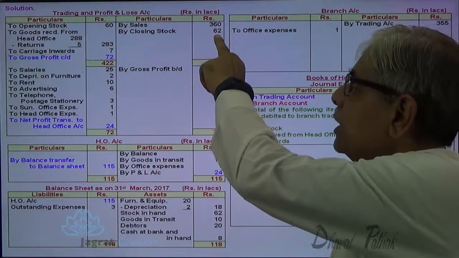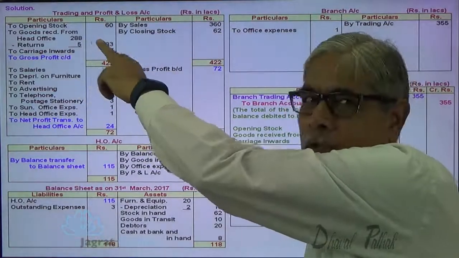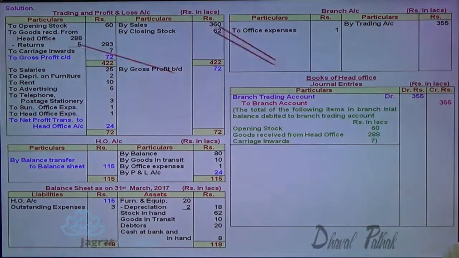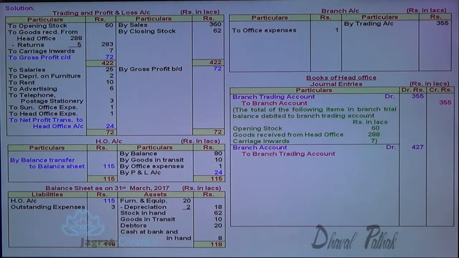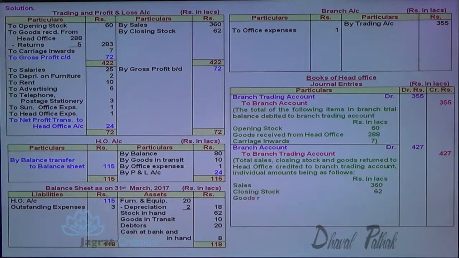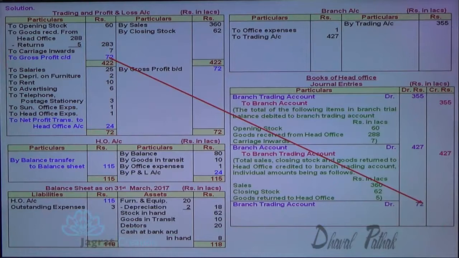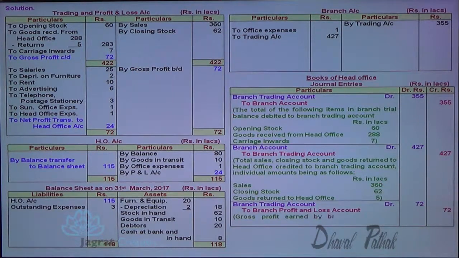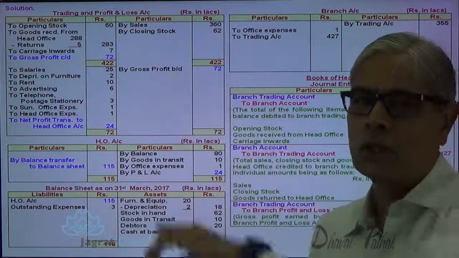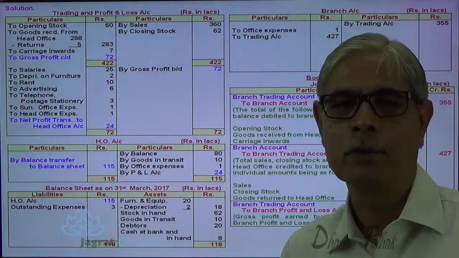Now 360, 62 and 5 negative on the debit side means it's a credit effect. So branch account debit to branch trading account credit. This is the narration. Branch account gets debited with 427. Now the gross profit of the branch is transferred to the profit and loss account. So branch trading account debit to branch profit and loss account credit. This is how three entries are recorded for absorption of details of the trial balance relevant to the trading account.